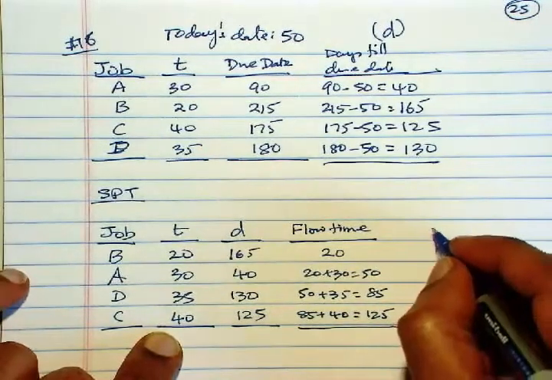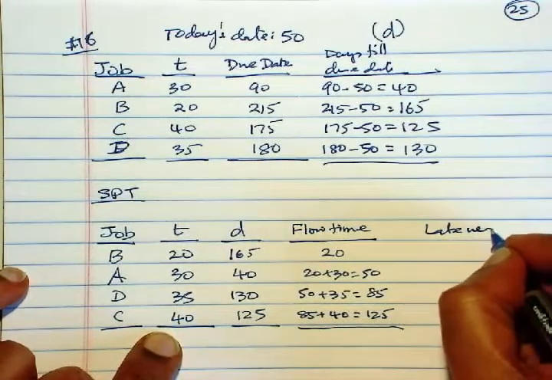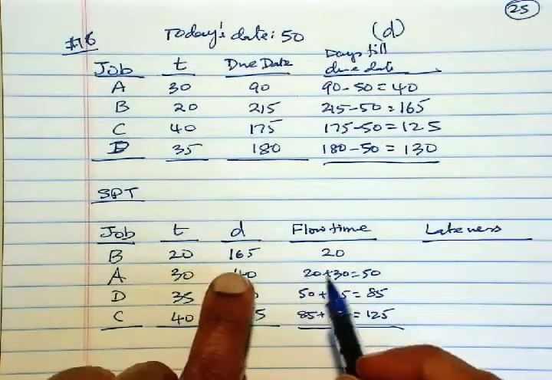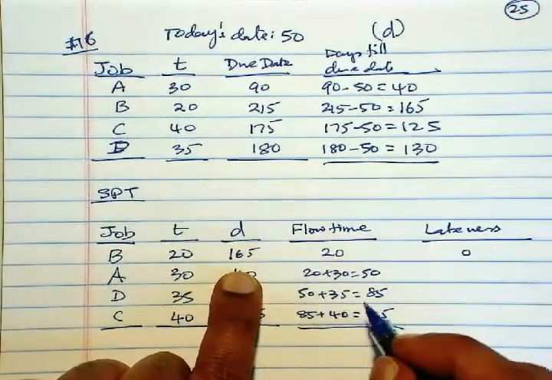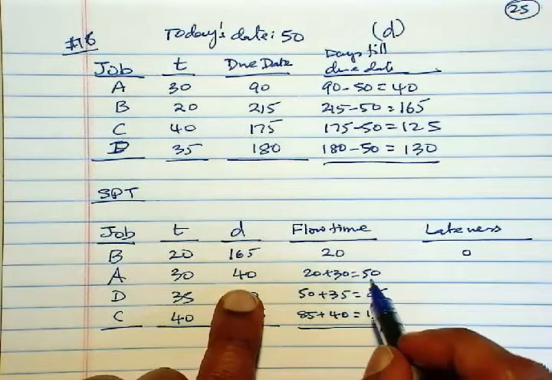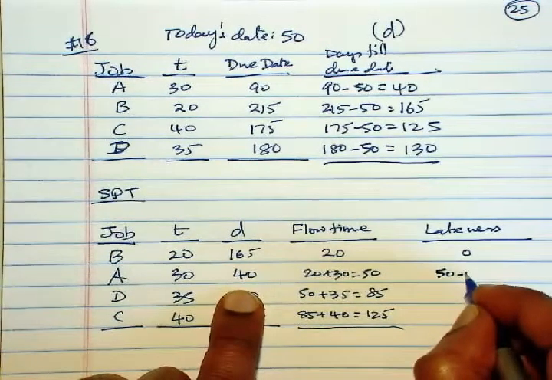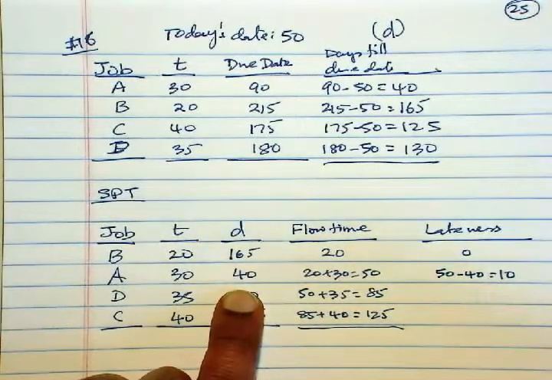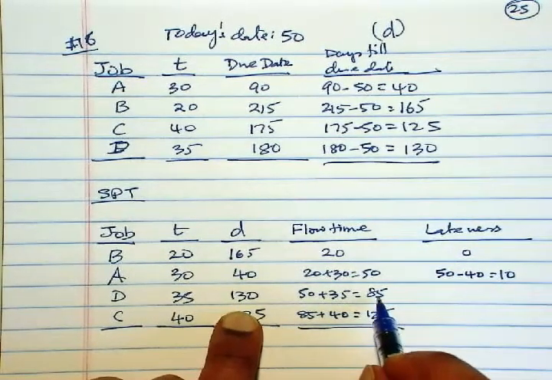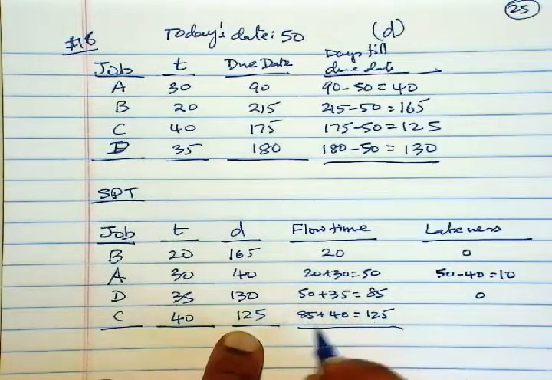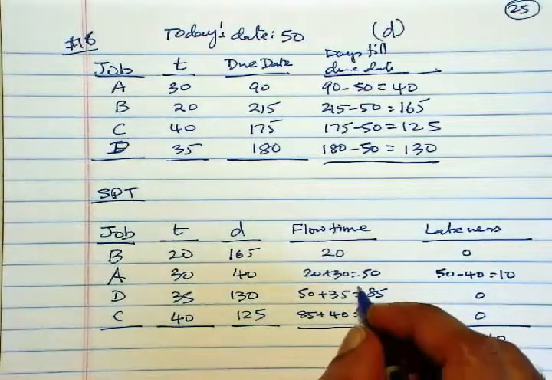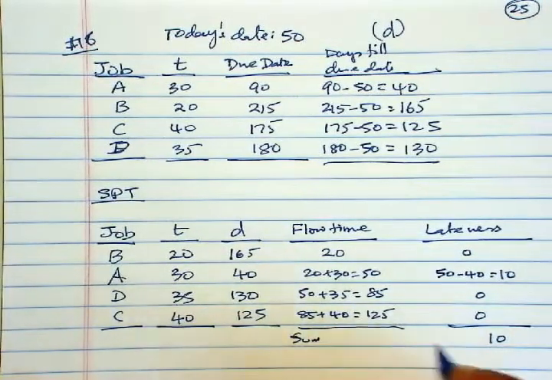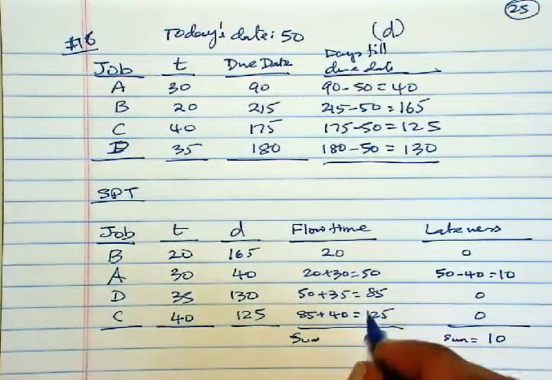And then lateness is, okay, that's the completion time, that's the due date. So lateness is 0. Here 50 is the completion time, 40 is the due date. So there is a lateness of 10. Here there is no lateness, and here 125, 125 there is no lateness. So add is 10. And here the sum of flow time is 280.